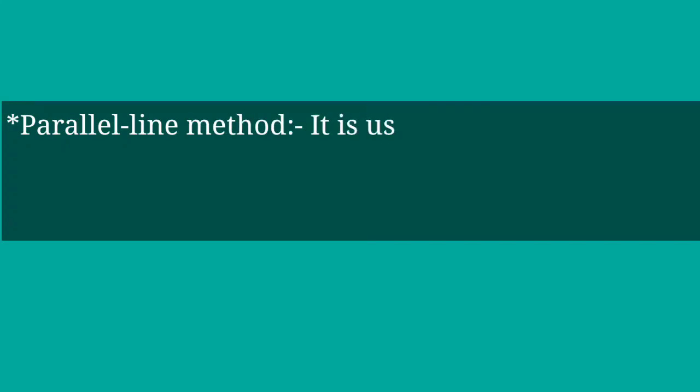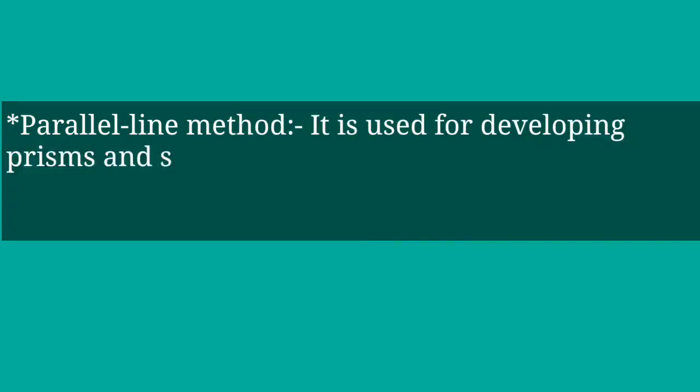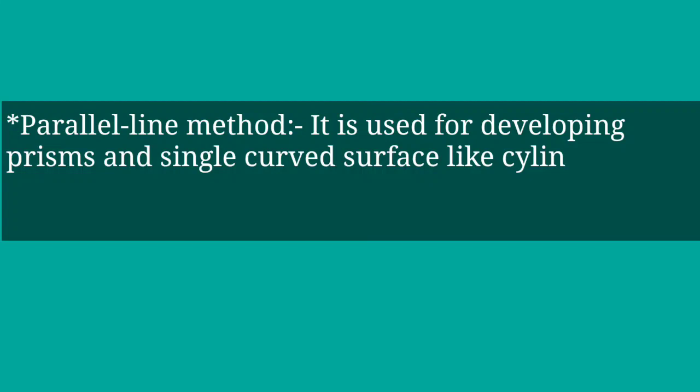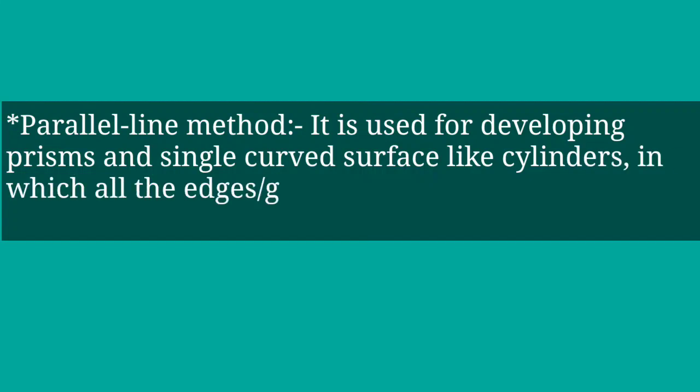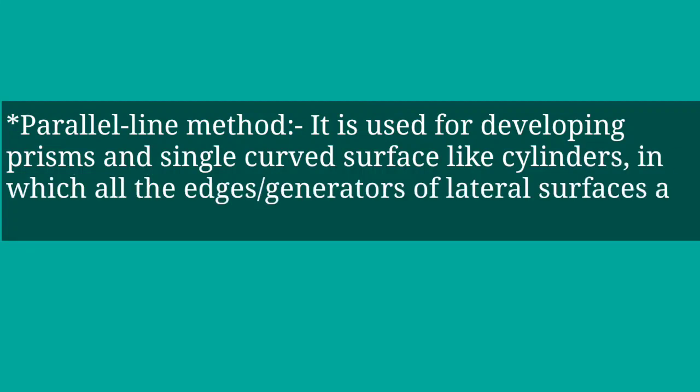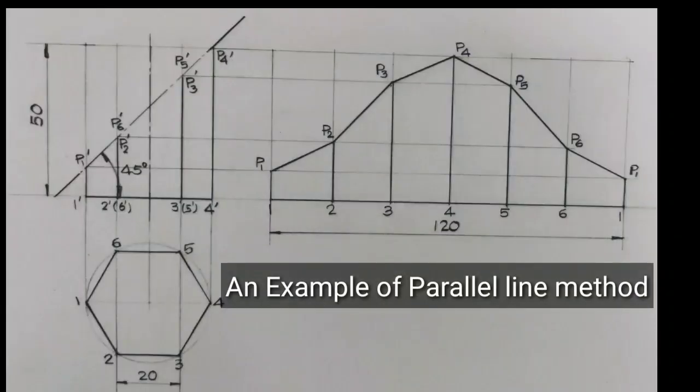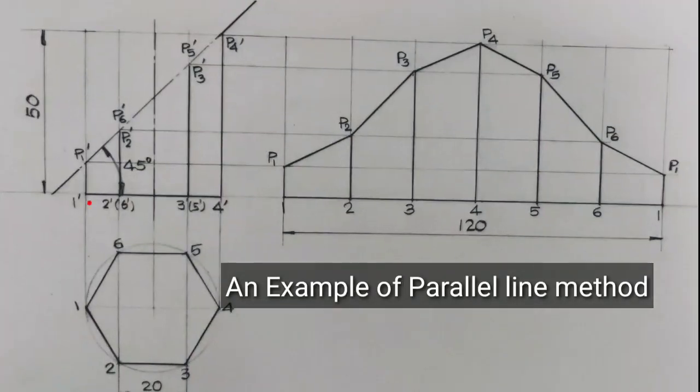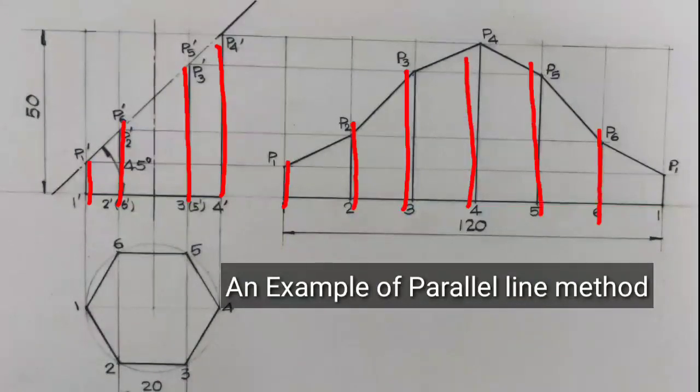Parallel line method. It is used for developing prisms and single curved surfaces like cylinders in which all the edges or generators of lateral surfaces are parallel to each other. This is the development of hexagonal prism, which is an example of parallel line method. You can see here all the edges are parallel to each other.